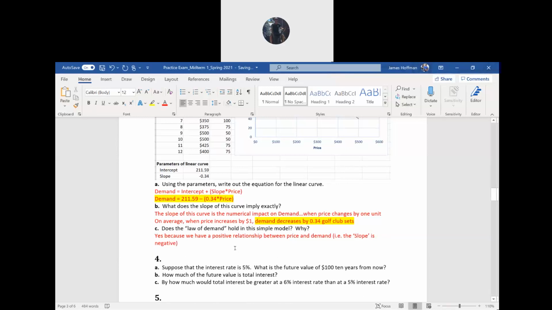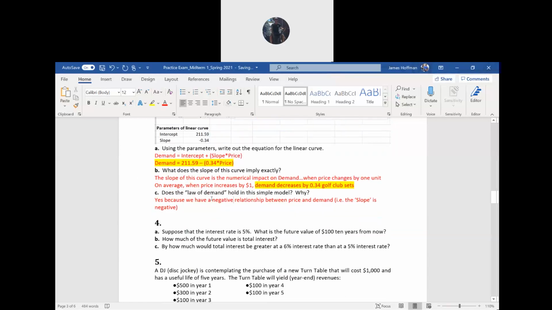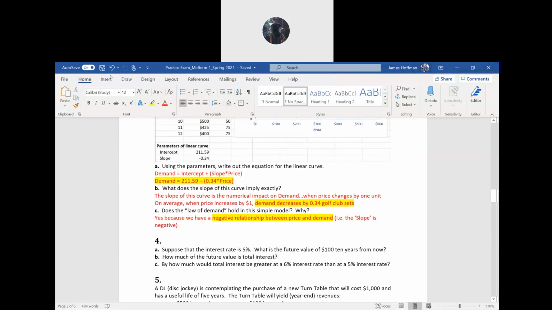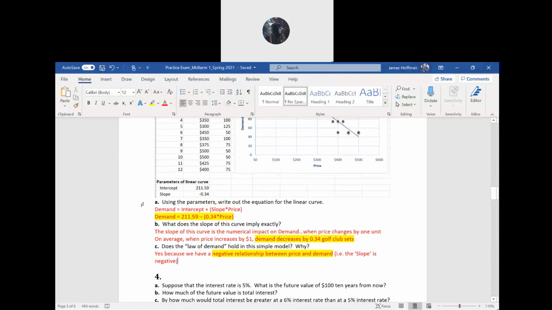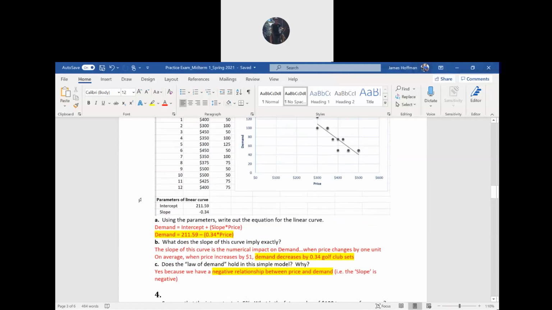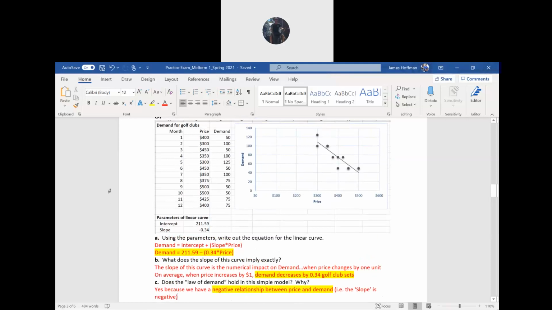Okay, so we have a negative relationship between price and demand, which means the slope is negative, right? So that confirms that demand goes up when price goes down and vice versa. Okay, any questions here on number 3 for the golf club demand?